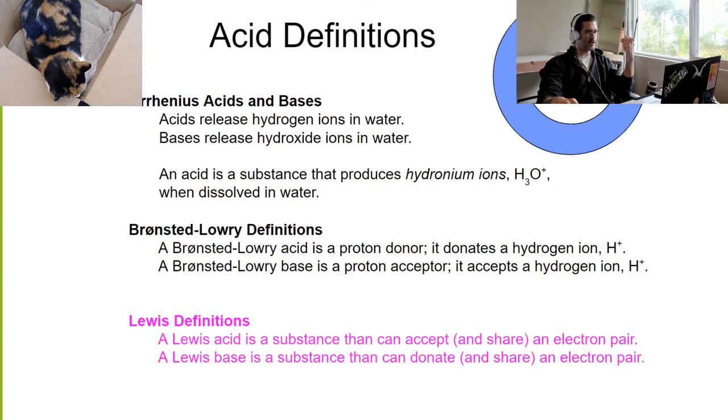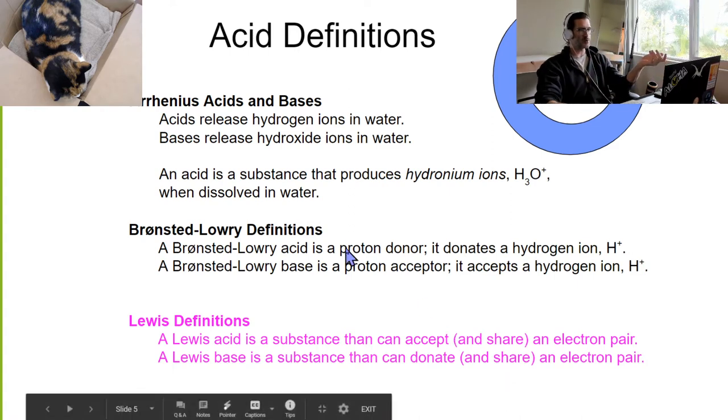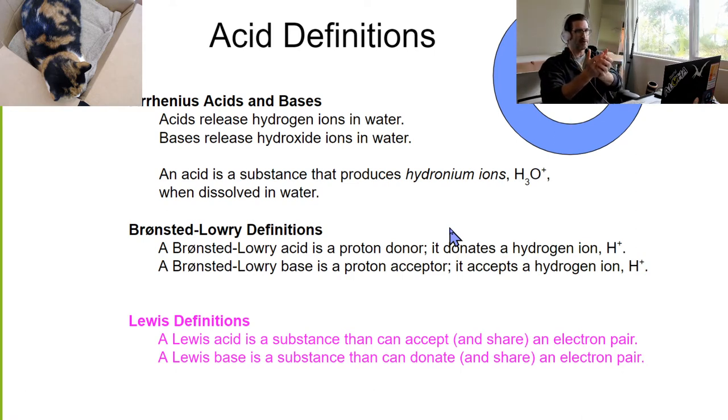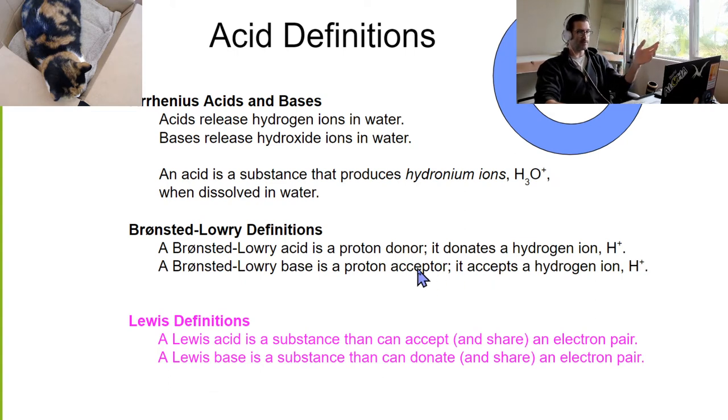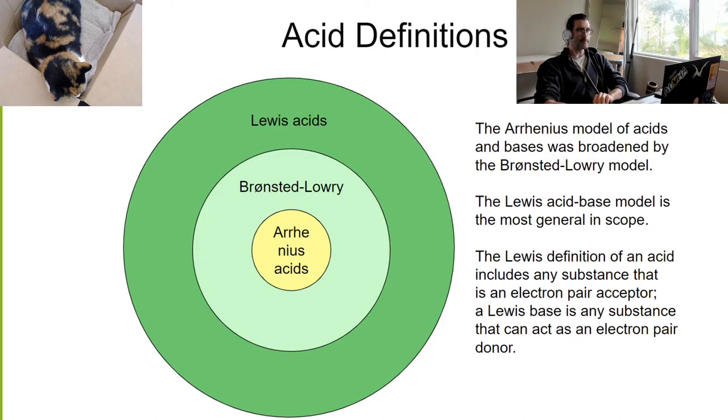So the hydrogen atom without its electron is just a proton. That's why this says proton donor, because that's just the nucleus of a hydrogen atom, which is the hydrogen ion, which is just a proton. So we use those interchangeably, hydrogen ion and proton. They're interchangeable. All right.